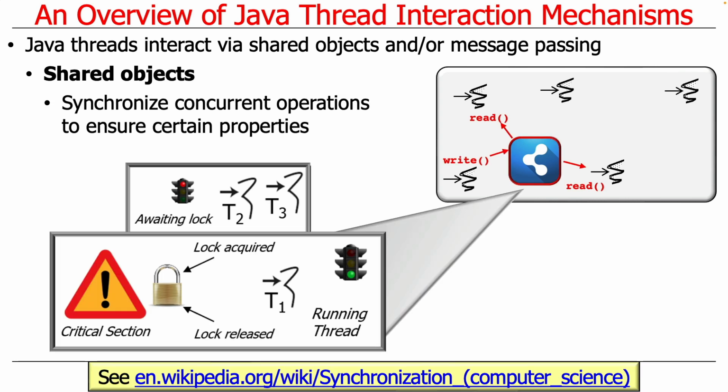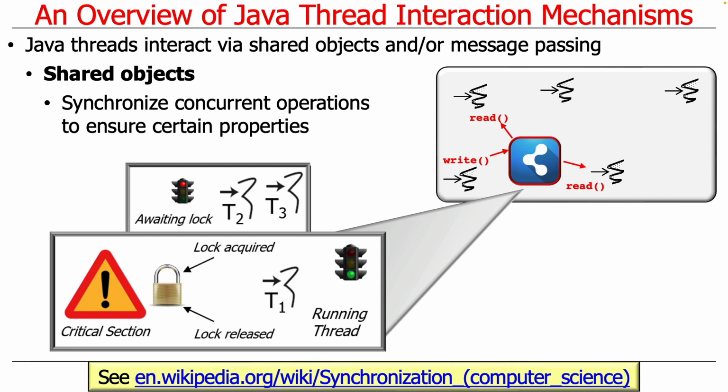Shared objects are typically used to synchronize concurrent operations to ensure certain properties, most commonly mutual exclusion, but there are other things you can do with them as well, as we'll see. One of the key themes in shared objects is the concept of a critical section. What you typically have is some kind of object, such as a message queue, and multiple threads that are trying to access this object's state to read and/or write it.